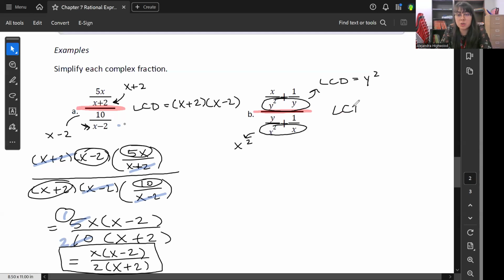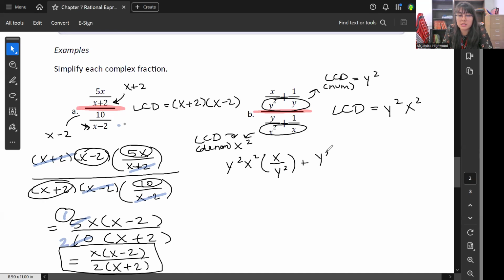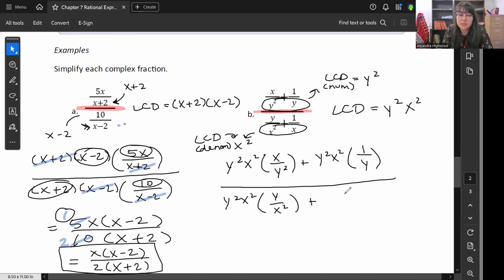So your least common denominator of the whole complex fraction. Go ahead and strike that out. Or you can just say least common denominator of the numerator and the least common denominator of the denominator. Okay, the least common denominator of the whole complex fraction is both of these denominators multiplied together if they're not already at the party. That's y squared and x squared. This means I am multiplying y squared and x squared to x over y squared. I'm multiplying y squared and x squared to 1 over y, all over y squared and x squared being multiplied to y over x squared, plus y squared, x squared multiplied to 1 over x.